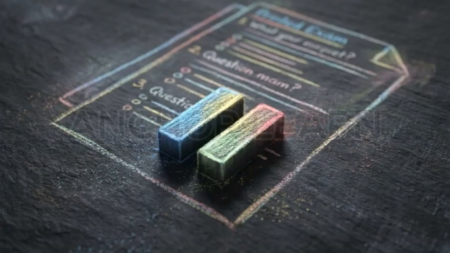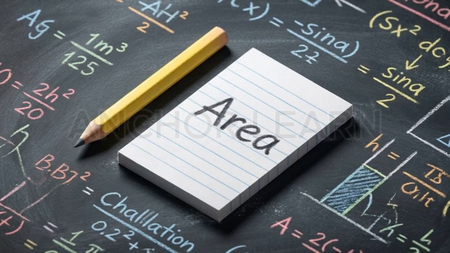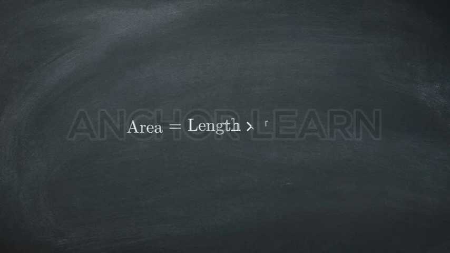Now, an active recall moment. Pause the video and look at the denominator for pressure, which is area. Use your fundamental quantities to find the dimension for area. Welcome back. Area is length times breadth, meaning L times L, or L squared.